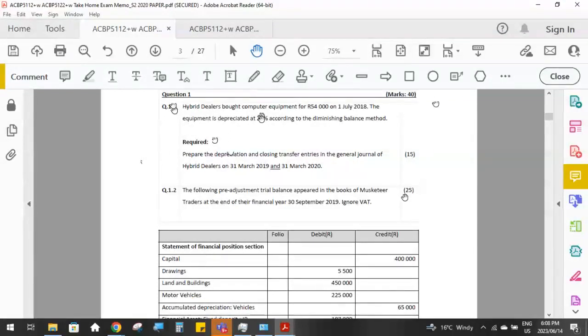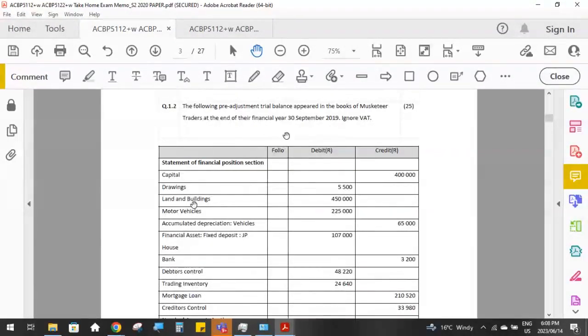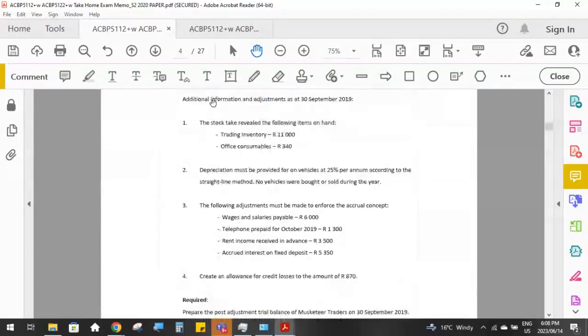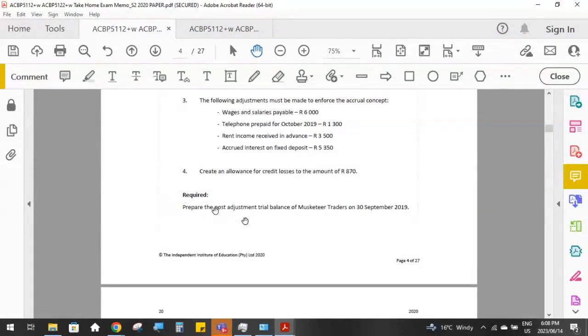And then for 25 marks, we've got a pre-adjustment trial balance that they have given us for September 2019. Here's all the additional information, and the required is for us to prepare the post-adjustment trial balance as at the 30th September 2019. So this is a question that there are many examples of in your textbook, and I always think it's the next learning unit, 59. Let me just double check my index here.